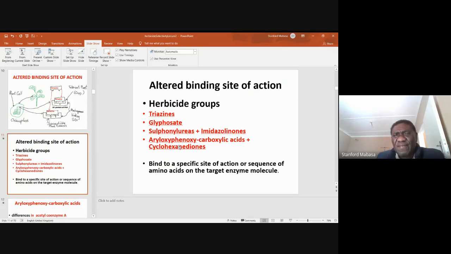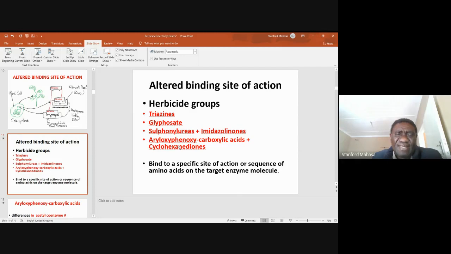Now, where we have selectivity, we are talking of an enzyme which has been altered. So the enzymes may look similar, but others may be altered. And this results in selectivity. So we want to look at the herbicide groups which can account for the selectivity due to these enzymes.